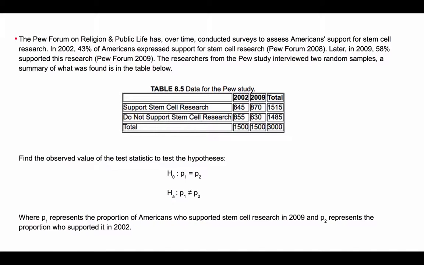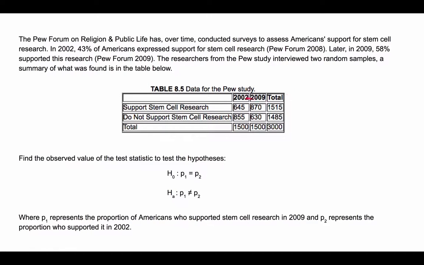The Pew Forum on Religion and Public Life has over time conducted surveys to assess American support for stem cell research. In 2002, 43% of Americans expressed support for stem cell research. Later, in 2009, 58% supported this research. The researchers from the Pew study interviewed two random samples of people, and a summary of what they found is in this table below. So here's our summary.